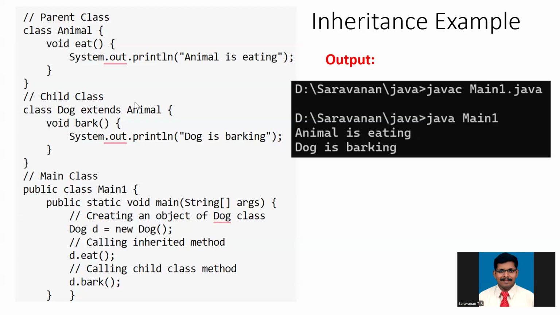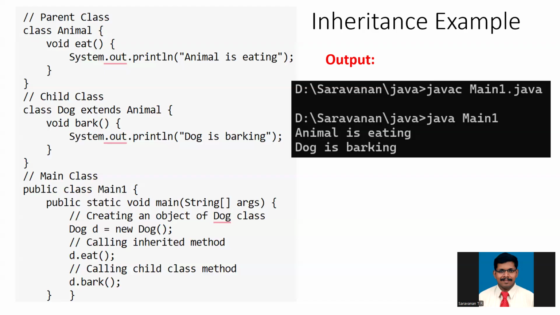Dog is nothing but a derived class. With the object created for the dog, we can access bark and we can access eat. And if the object is created for animal, then it can access only eat alone; bark cannot be accessed. This is the major confusion everyone faces when writing a program.